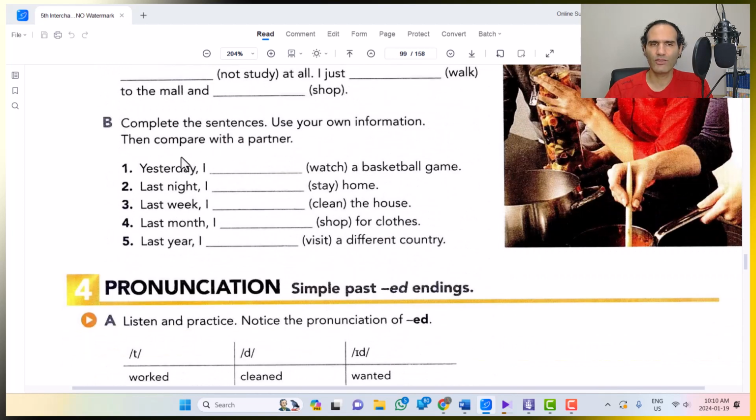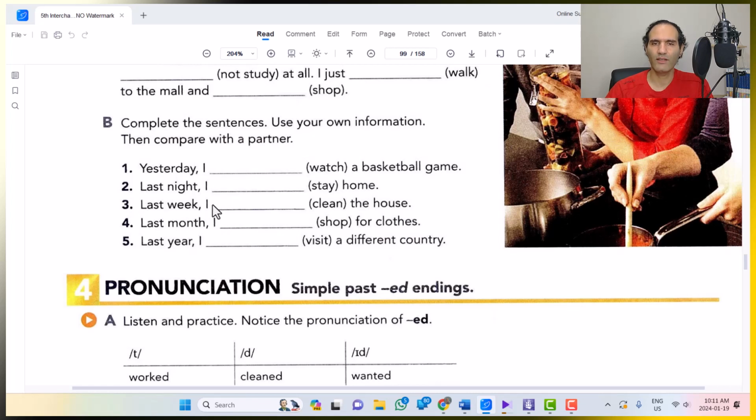And now, part B. Complete the sentences. Use your own information. Based on your own information, please complete these sentences. For example, yesterday I watched a basketball game. Or no, yesterday I didn't watch a basketball game. Last night I stayed home. Or I didn't stay home.